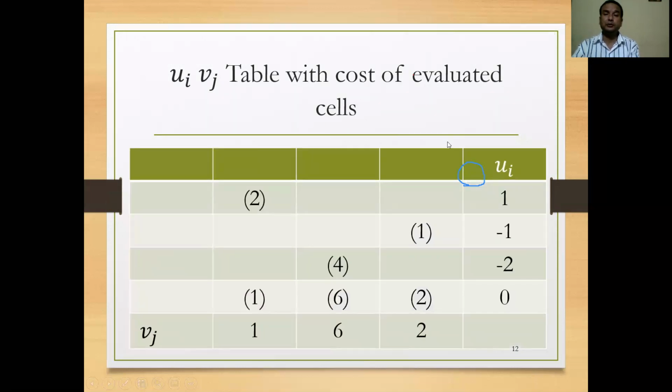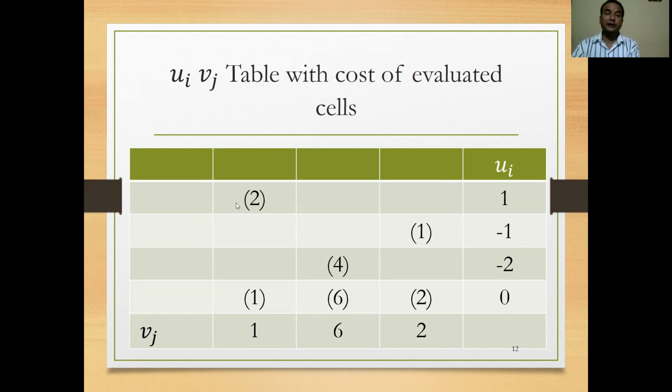in the Ui and Vj table with cost evaluated cells. So these are the values. Just a minute, let me erase this. So we have got this Ui, this is U1, U2, U3, U4, and this is V1, V2, V3. So I think no need to explain this anymore.